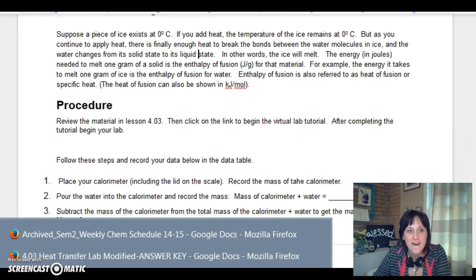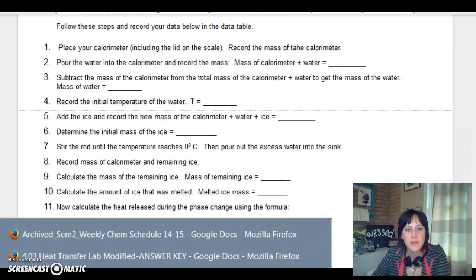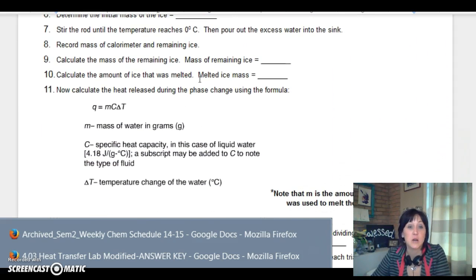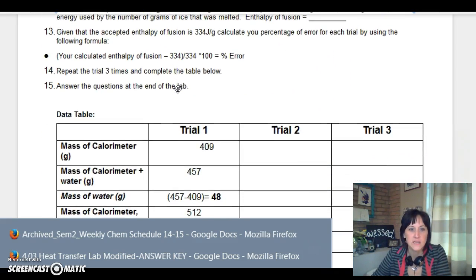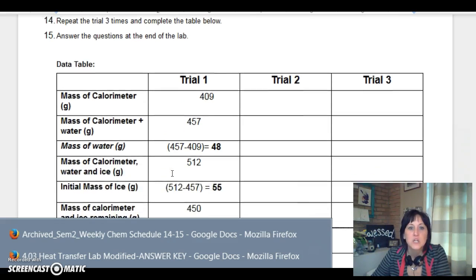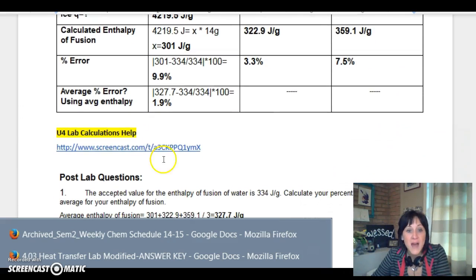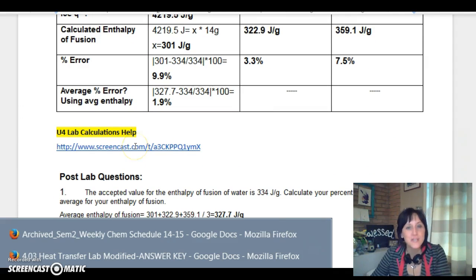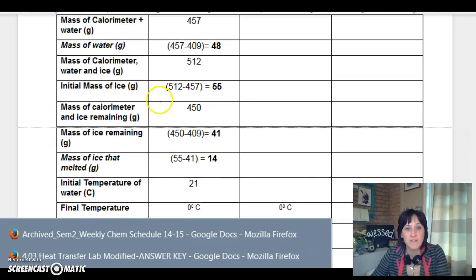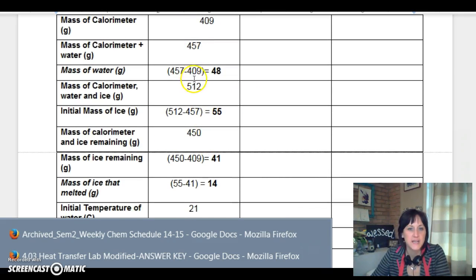So the next step is getting all of our calculations, all of our data table here. So hopefully you went down here and filled out your trial. If you didn't watch the calculations help video, you need to do that, because I'm not going to go through it all again since I already went through it in the video. So you have all of your data here, and I showed how I did it. And I do want to show you this too.